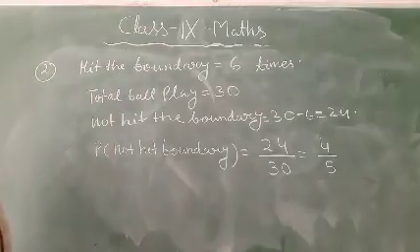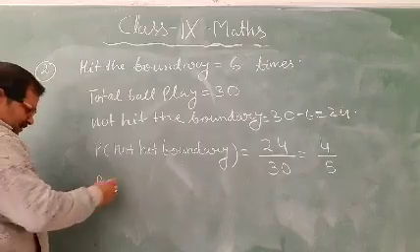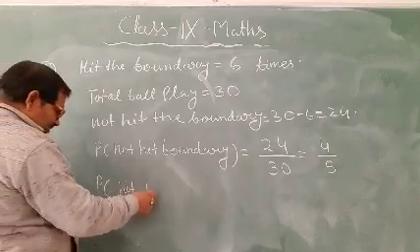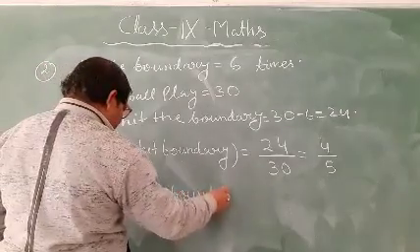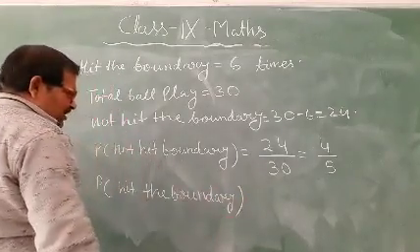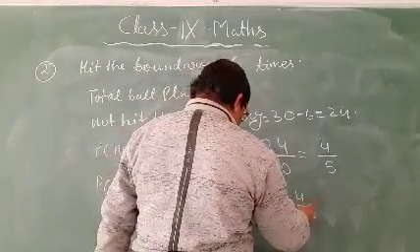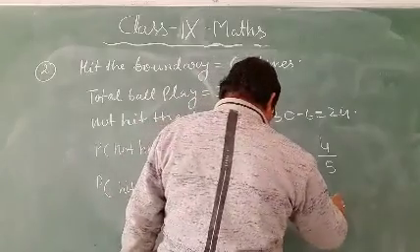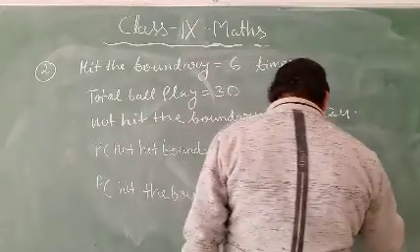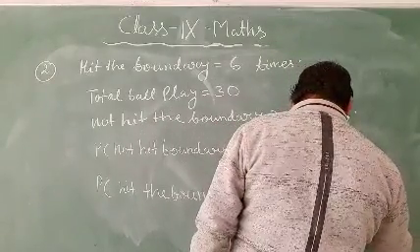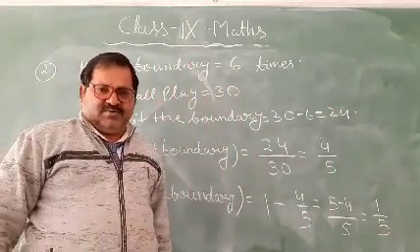And if we find the probability of hit boundary, it is equal to 1 minus 4 by 5, equal to 5 minus 4 upon 5, that's equal to 1 by 5. 1 by 5 is the probability of an event.